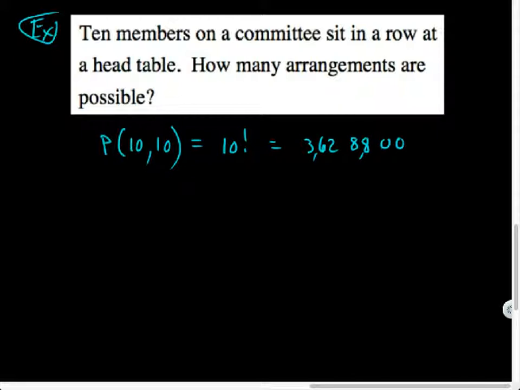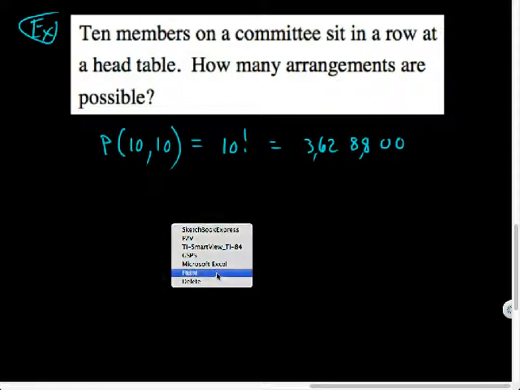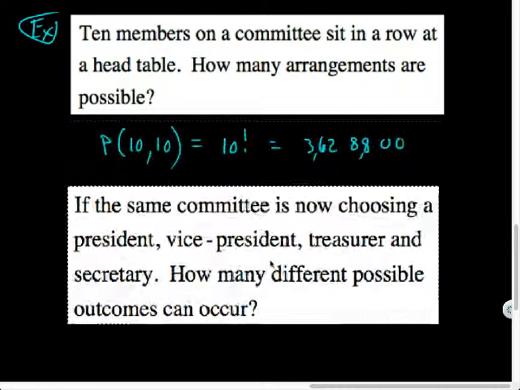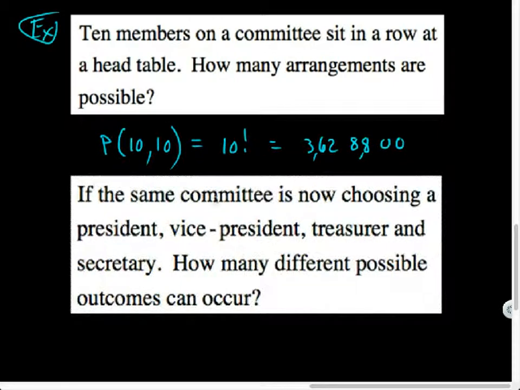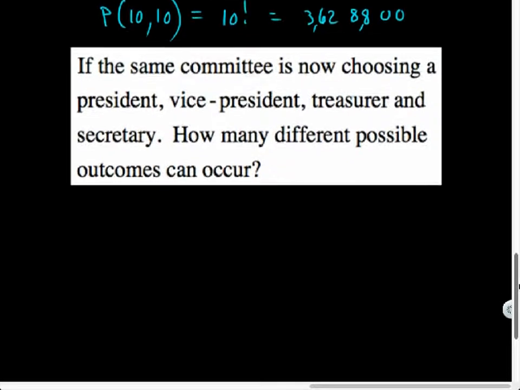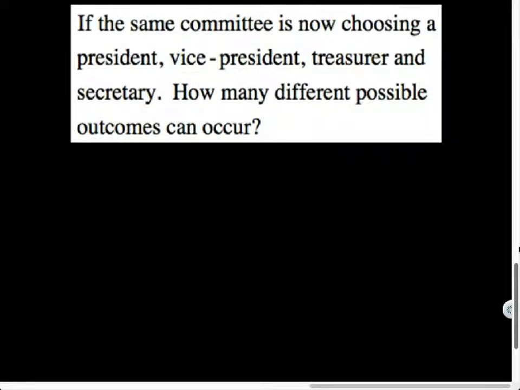Last example, here we are. If the same committee is now choosing a president, vice president, treasurer, and secretary, how many different possible outcomes can occur? Now, order matters in this case because whoever I chose first is president, so that's different than if I chose them second or third or fourth or not at all. So order does matter, so this is in fact a permutation. I've got 10 people, and I've got 4 positions that they're being chosen for.